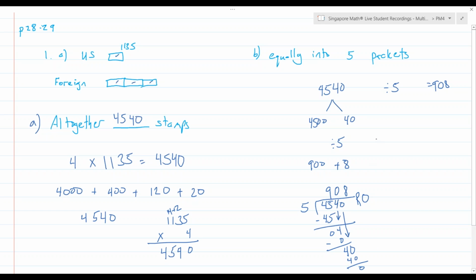The question is, how many stamps are in each packet? There are 908 stamps in each one. And that's how I divide it equally into 5 groups. So we read it, we draw some sort of a picture, write a math sentence, answer the question. Every time you do a word problem, it'll be a process of those steps.